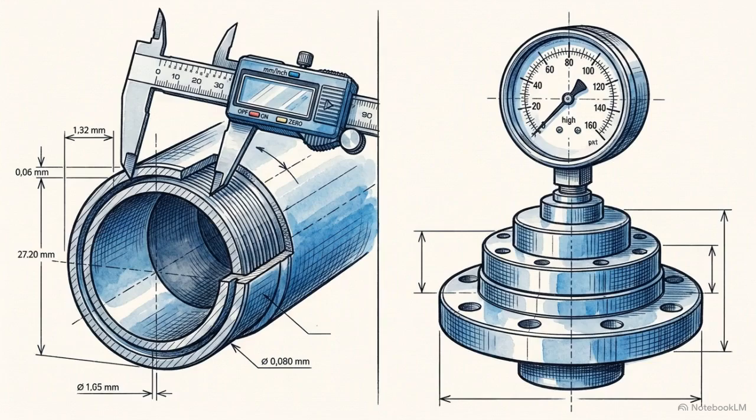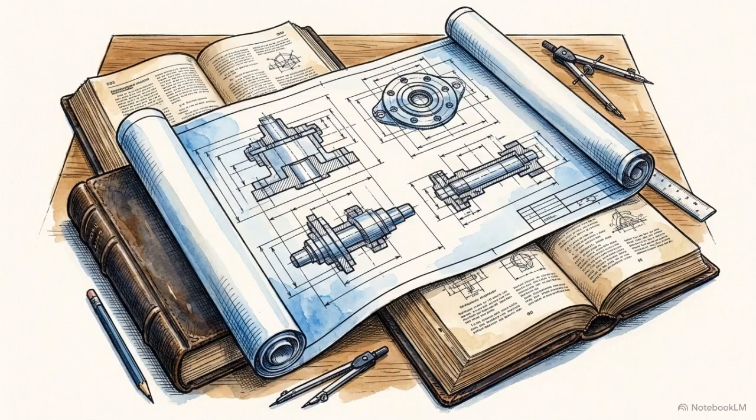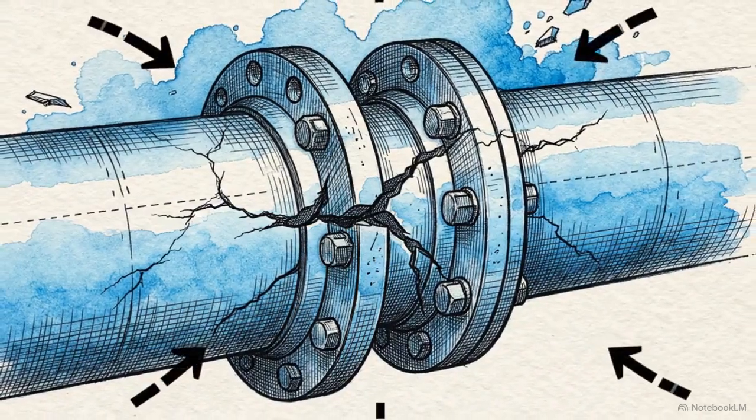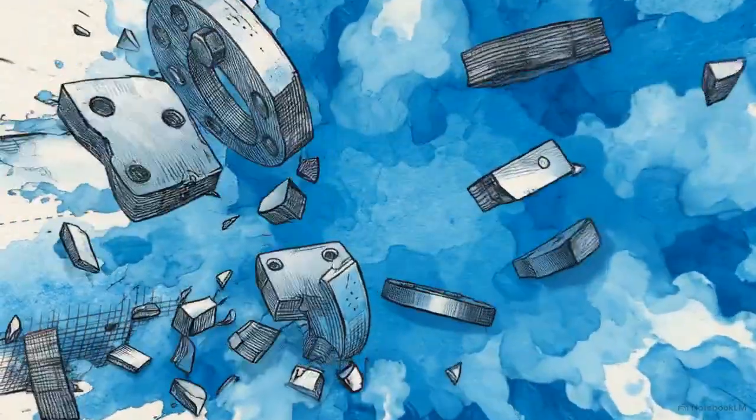Never mistake a dimensional standard for a pressure guarantee. Always trace the numbers on the blueprint back to their governing logic, because assuming a pipe schedule and a flange class are the same thing is an illusion the code will not forgive.